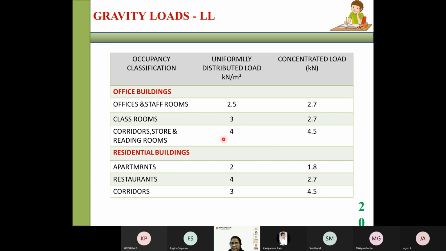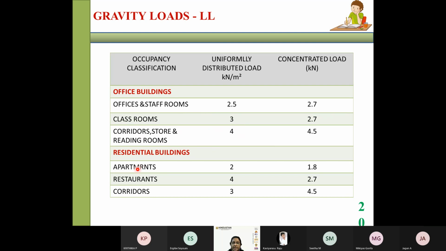Otherwise in a corridor we know the maximum number of people who will walk. It can have an increase due to some emergency or some critical situation in that particular building. Similarly, in a storeroom, many materials will be stored, so it has to be increased. Similarly, in reading rooms, you have many people coming at a time with all the books, materials, shelves. So that is the reason the live load is slightly higher in such areas.